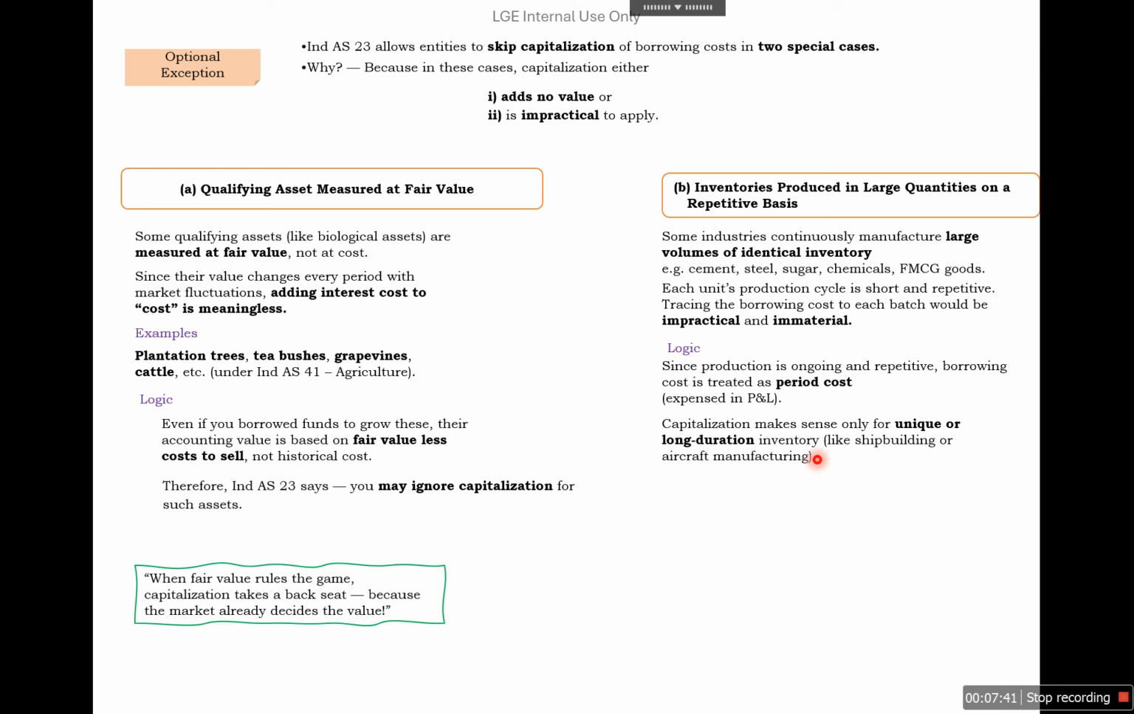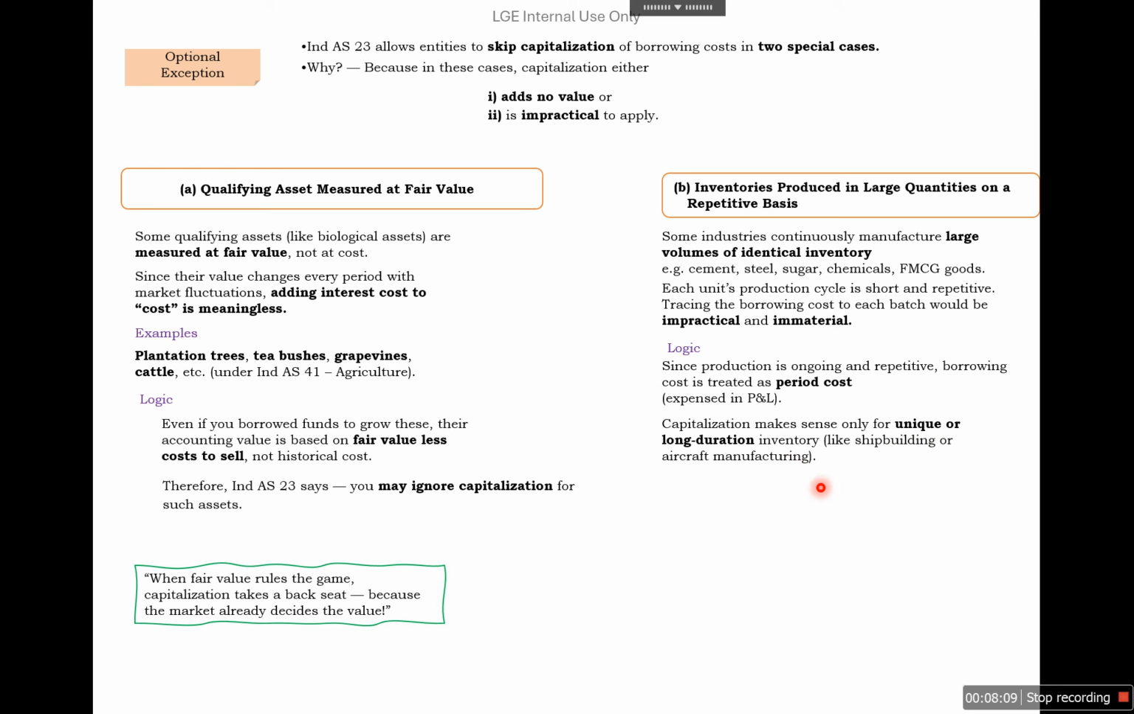Otherwise, the management of capitalization in respect of inventories that are frequently produced and sold will be difficult. So it says to capitalize the borrowing cost only in case of unique or long duration inventories like shipbuilding. It takes 3 years to 5 years of making one asset, one inventory, shipbuilding or aircraft manufacturing.